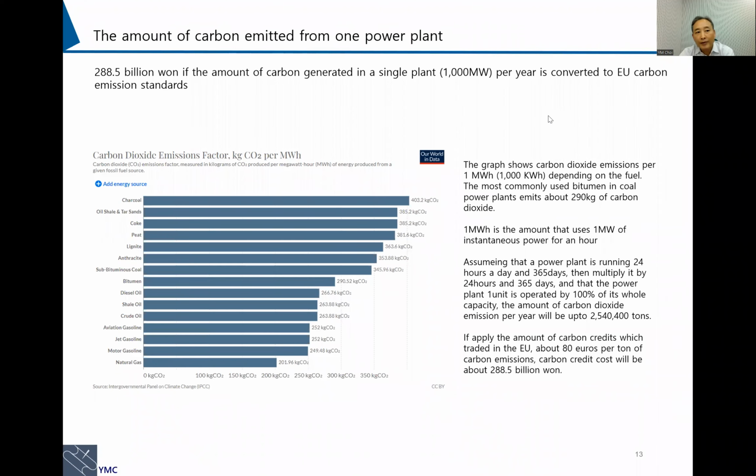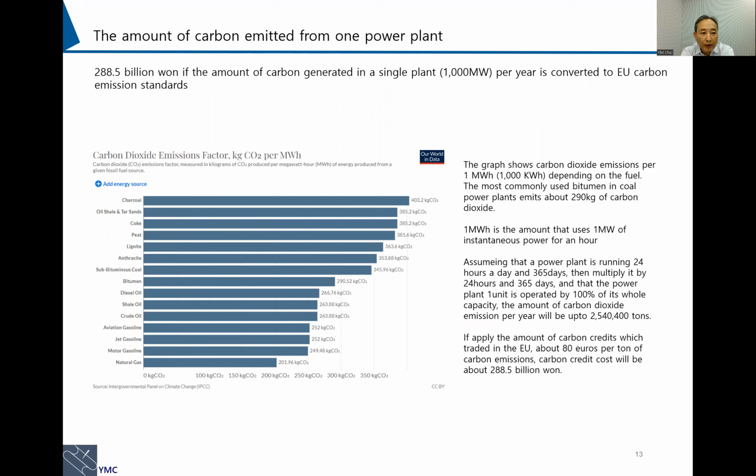Good afternoon. Let's see the amount of carbon emission from one power plant. If the amount of carbon generated in a single 1,000 megawatt plant per year is converted to the EU carbon emission standard, the total carbon credit cost is around 288 billion Korean won.